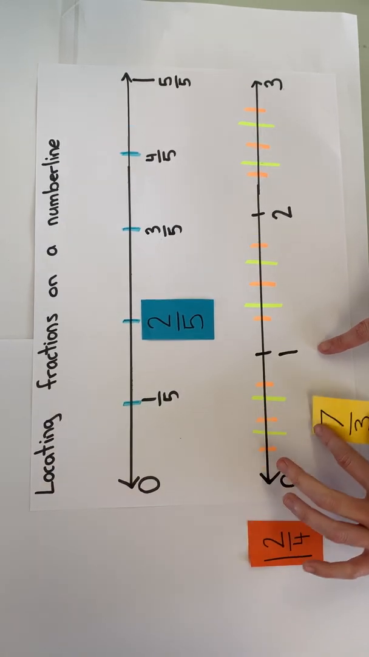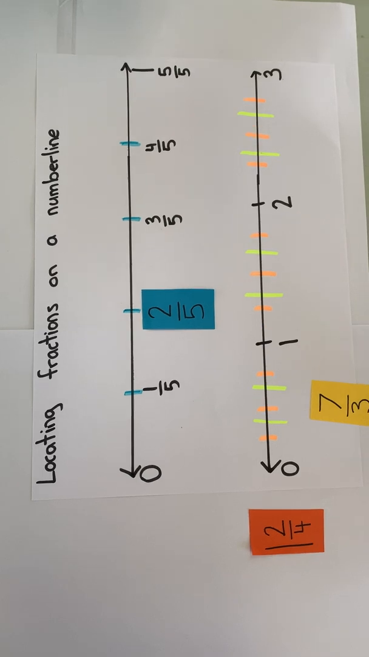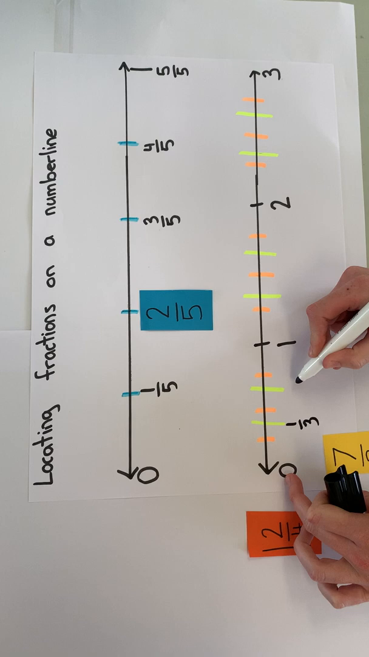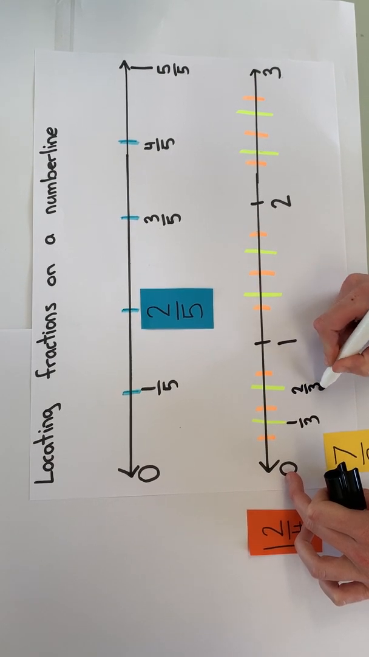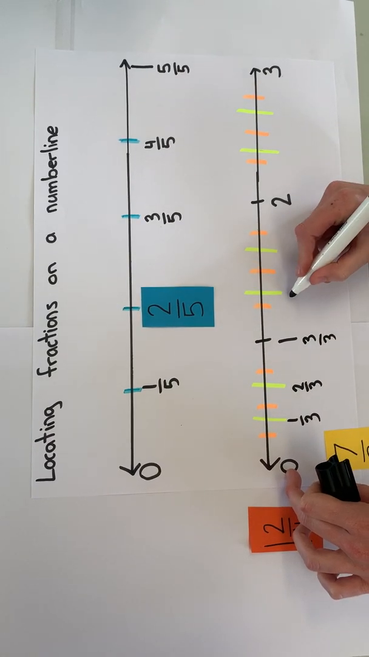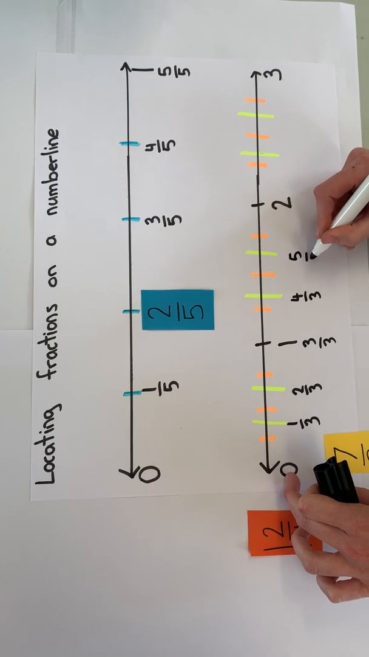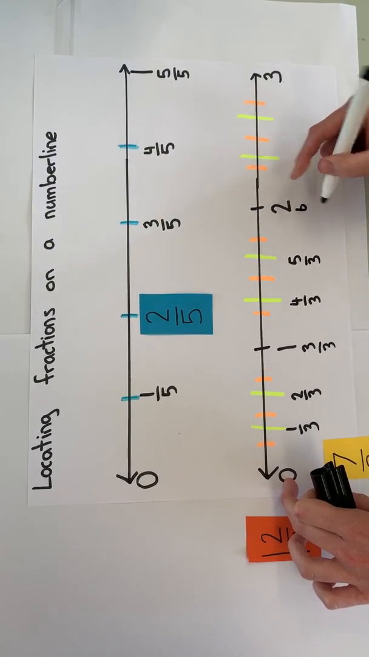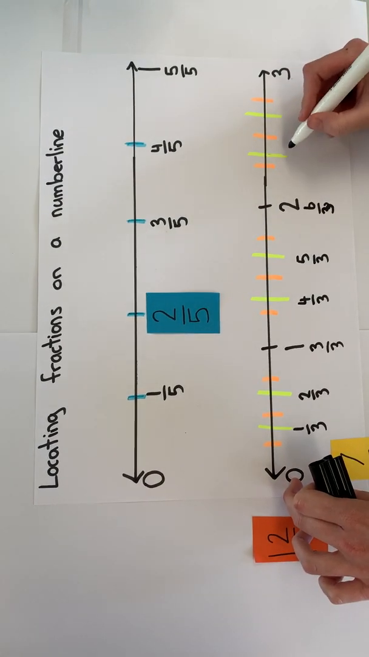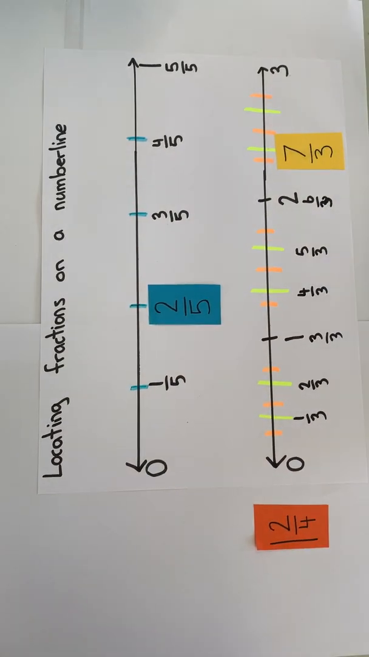Now let's go ahead and try and find 7/3. So let's do the same thing. We'll count up. We know the first one is going to be 1/3. The second will be 2/3. The third is 3/3, or 1 whole. The next will be 4/3. The next will be 5/3. 2 wholes is the same as 6/3. And the last one up here is 7/3, is where our fraction is going to go.